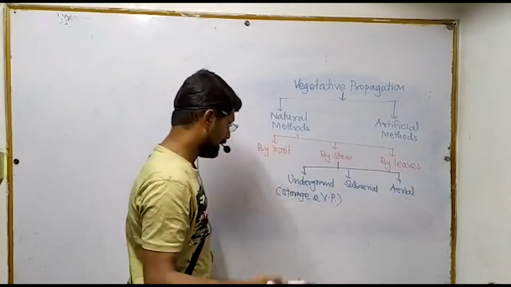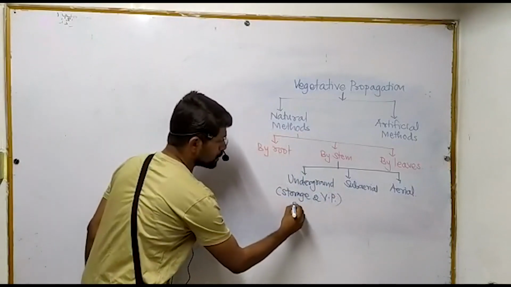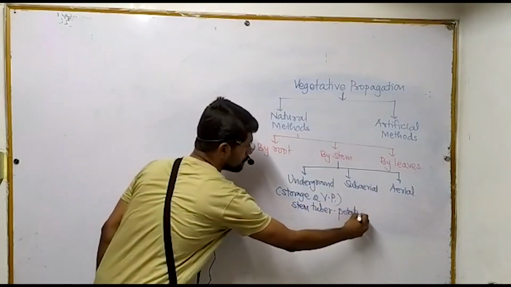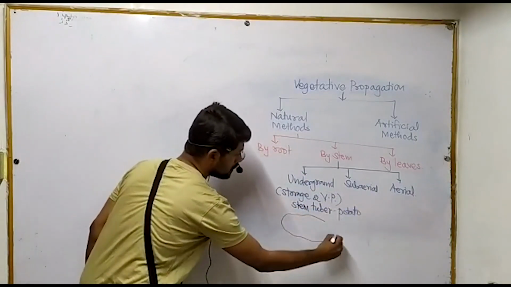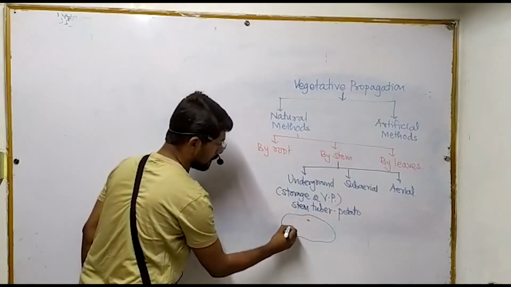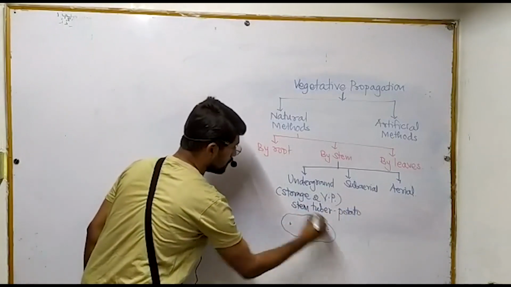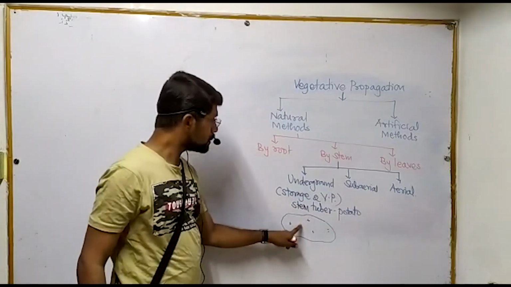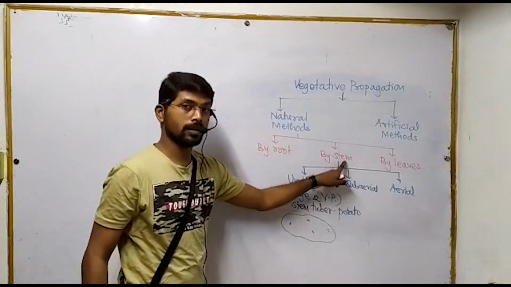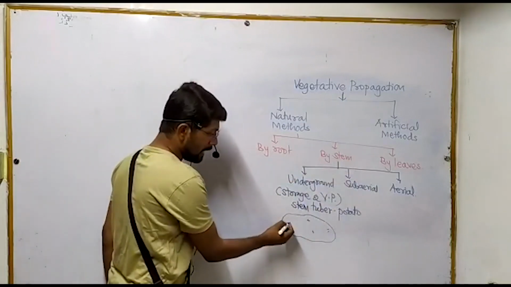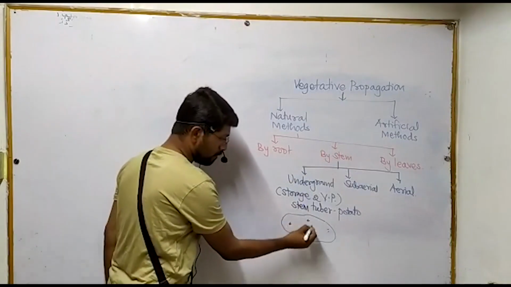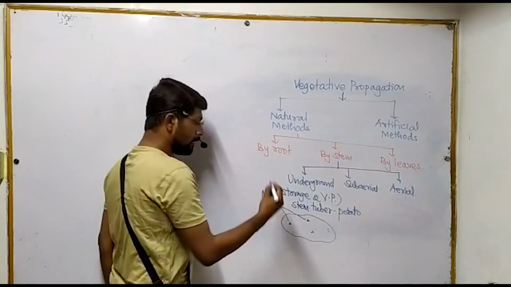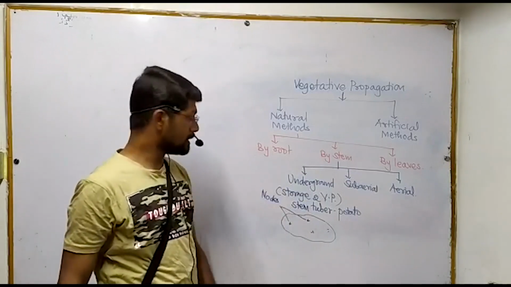The best example is the stem tuber of potato. See the diagrammatic representation. This is the potato tuber. It shows the presence of eyes. Many eyes are present on the potato tuber. This is the swollen part of underground branches, so definitely it is a stem and not a root. It shows presence of buds, and every eye, these eyes are nothing but nodes, and nodes show presence of axillary buds.